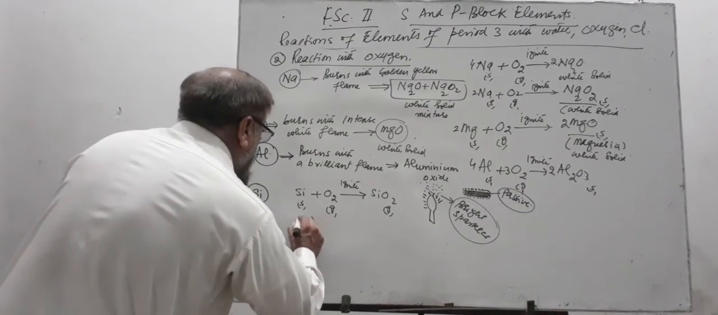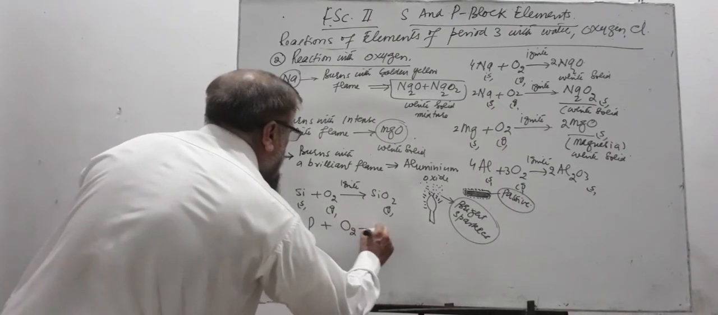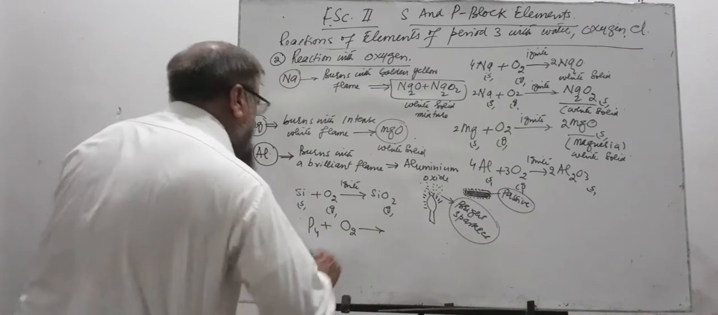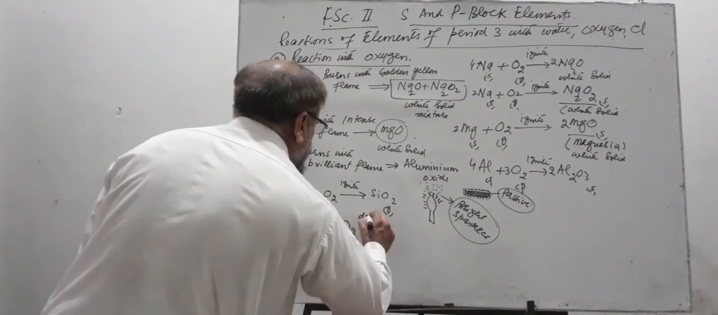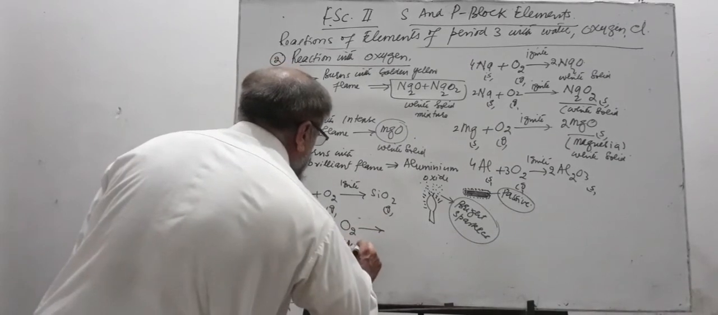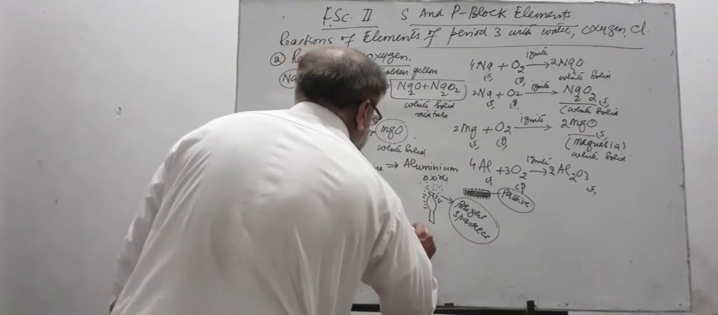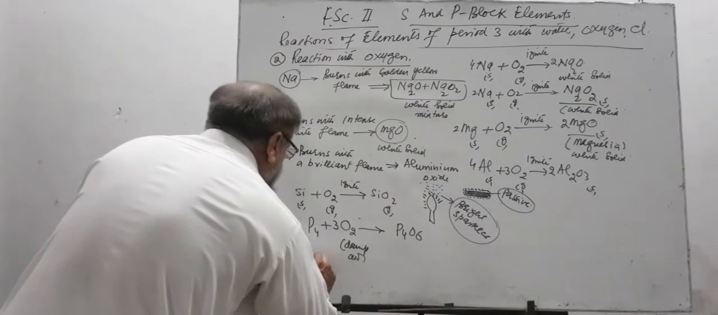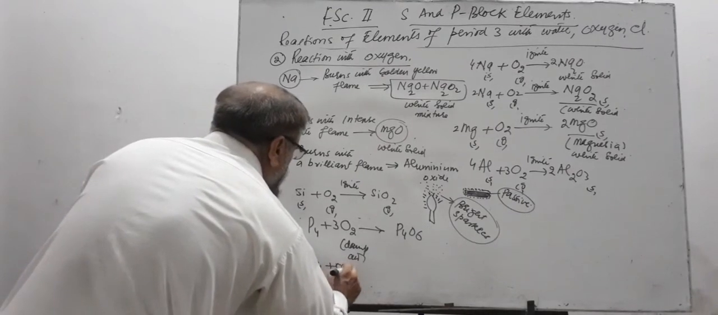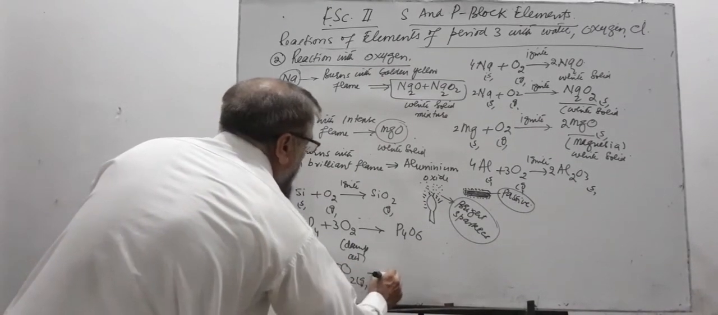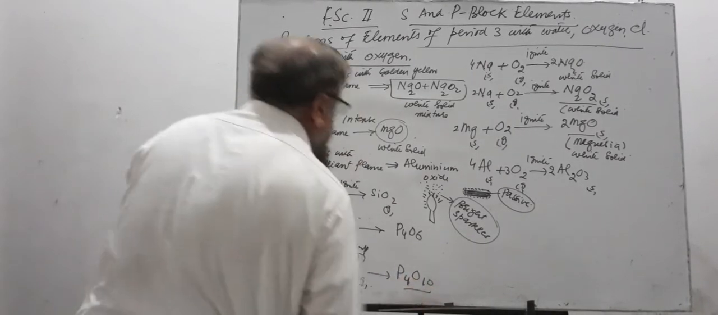The reactions are P4 plus O2, ignite in damp air. Oxygen is present in damp air containing some moisture, and it will produce P4O6. And the second reaction which takes place in damp air is P4 plus 5O2 gas, and we get P4O10, phosphorus pentaoxide.